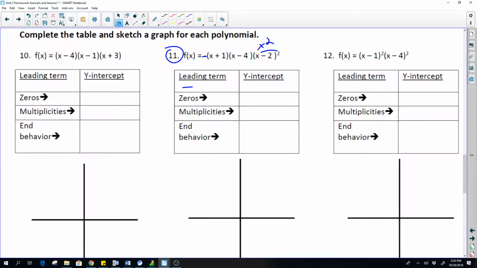Yeah, just put it over there. Thank you. We got our helpers today.